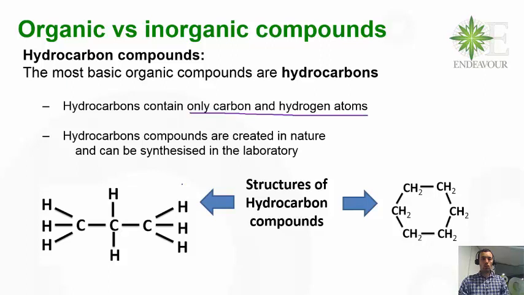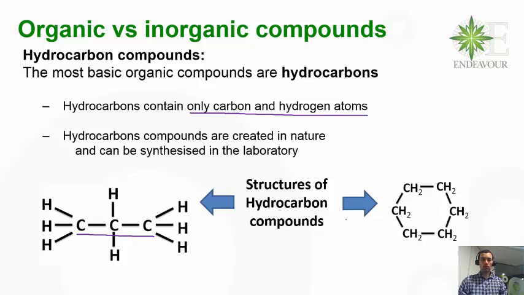So with our hydrocarbons, they can either adopt a straight chain form. So you notice that all the carbons in this left-hand representation are in a straight line, whereas on the right-hand side here, they're actually forming a ring structure.